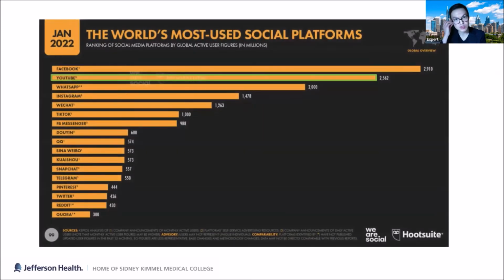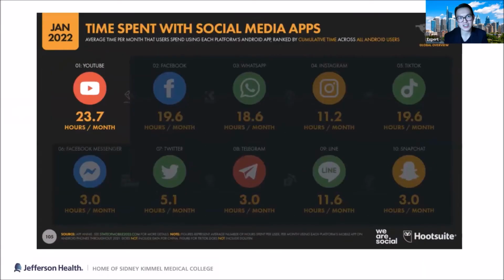Of the world's most used social media platforms, as everyone mentioned already, in Egypt, it sounds like Facebook is #1, and that's true worldwide. YouTube is actually #2 in terms of number of users. And if we look at the amount of time that people spend on the social media platforms, at least for Android users, so not necessarily for other platforms or operating systems, the #1 platform is YouTube, and people spend a lot of time on YouTube each month.